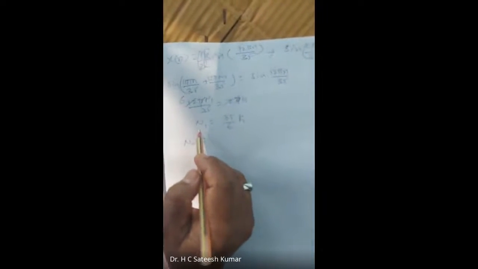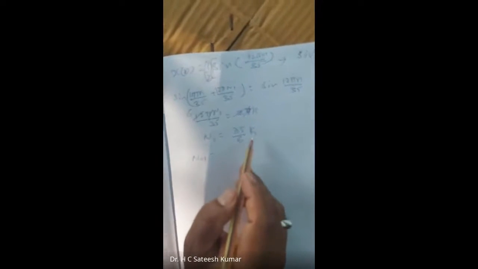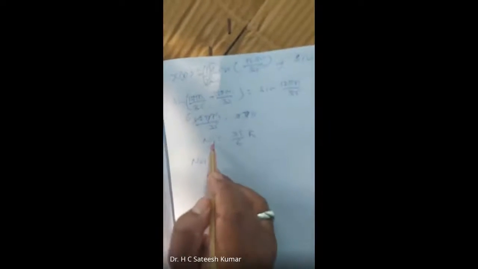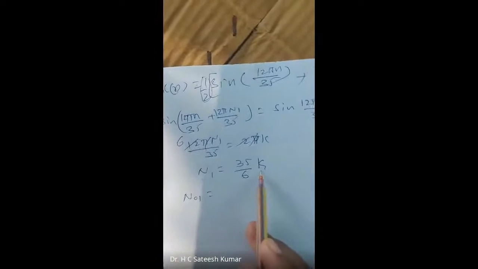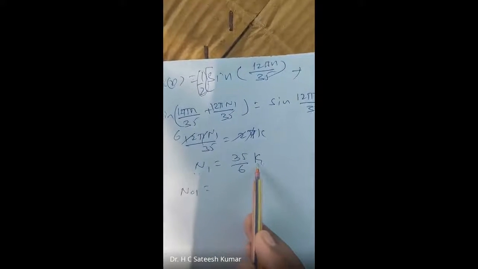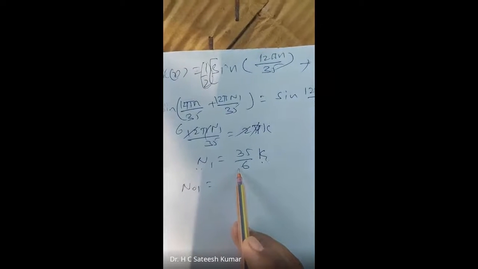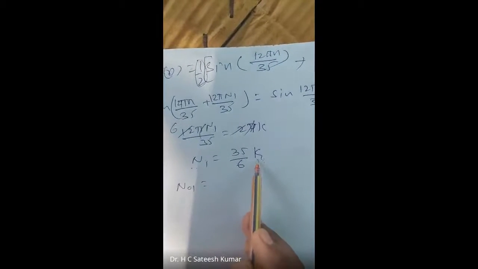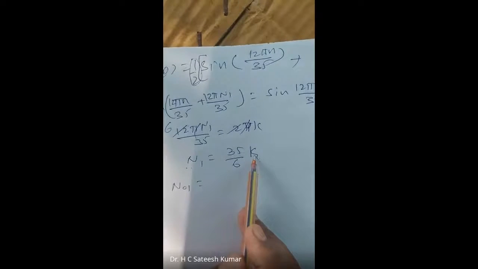n should be an integer, such that k should be an integer. And for the least integer value of k, you will get the fundamental period. So what is the minimum value? For what value of k will you get n as an integer? K is equal to 6, you will get an integer. So 12 also will give an integer. If you put 12, what will you get?